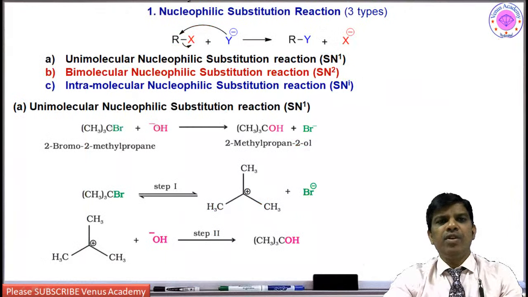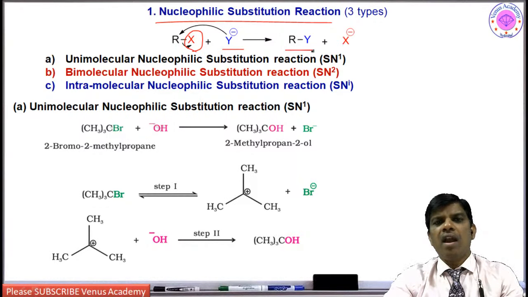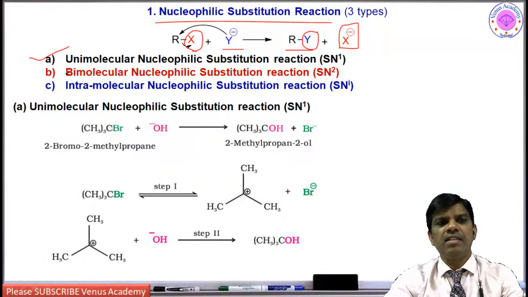Let us take a nucleophilic substitution reaction. Here I have taken the Y group as the nucleophile and it is going to substitute the X group. What is the X group? Halogen. It gives an alkyl chain bearing the nucleophile, and X is going out as X minus. So these nucleophilic substitutions are of three types, students.